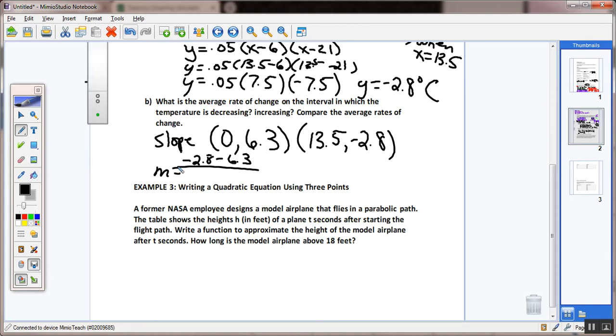over x2 minus x1, 13.5 minus 0. Now, this turns out to be negative 9.1 divided by 13.5. Somebody run that for me. Negative 9.1 divided by 13.5. We'll go two places.